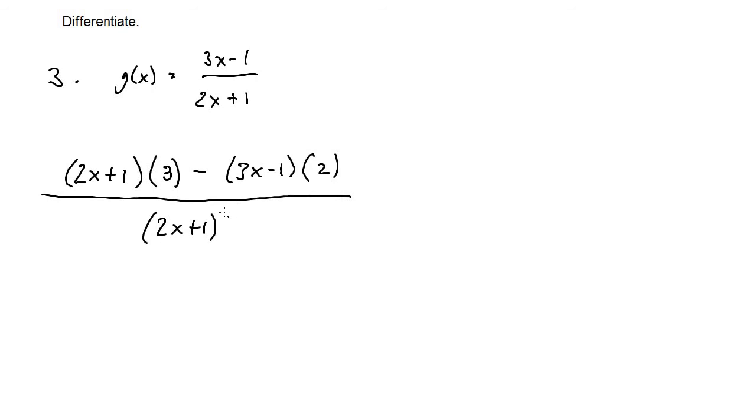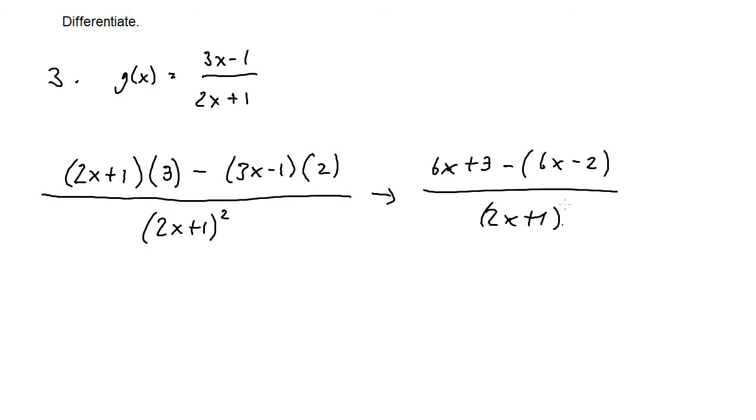And I'm actually going to leave it as it is. I'm not going to go ahead and FOIL the denominator, but I will simplify the numerator. So let's go ahead and start off by distributing 3. So we'll get 3 times 2x plus 1, that's going to be 6x plus 3. Then minus, we distribute over the 2, we'll get 2 times 3x, 6x, 2 times negative 1, negative 2, all over 2x plus 1 squared.